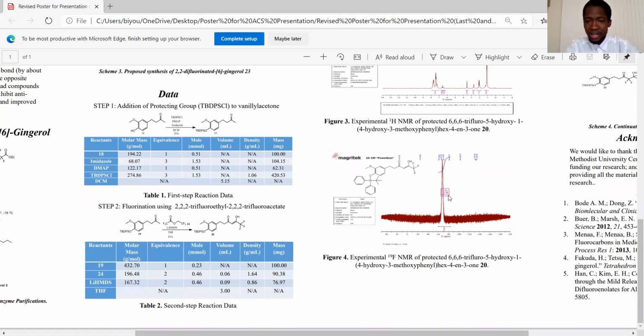So here is our fluorine peak, and this is the expected peak. We actually expected this peak to be within this range, and we're very happy about this peak. So that's again a confirmation that this reaction was successful.